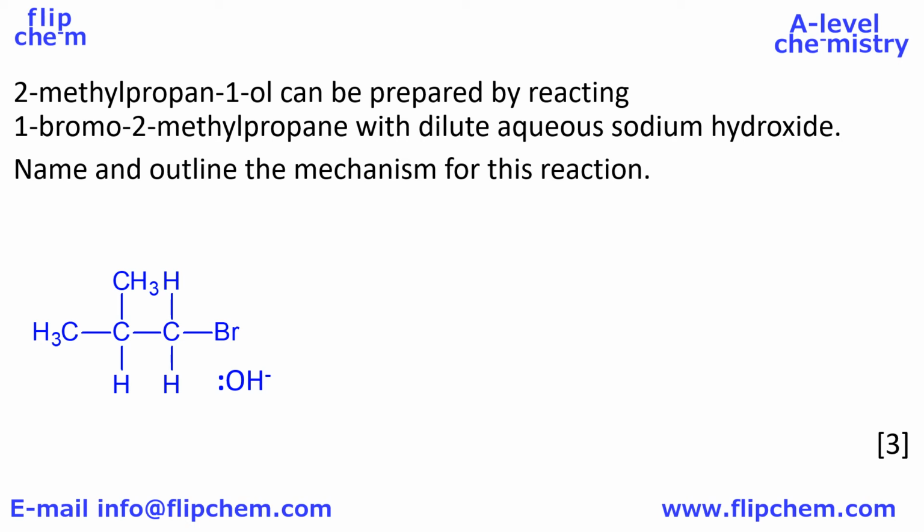The hydroxide ions come from the sodium hydroxide. We showed a lone pair of electrons on the hydroxide with those 2 dots, and it is minus. The sodium ions are spectator ions and they do not appear in the mechanism at all.